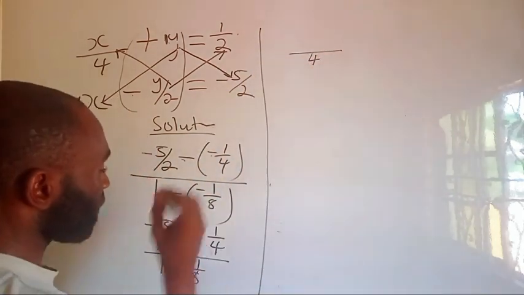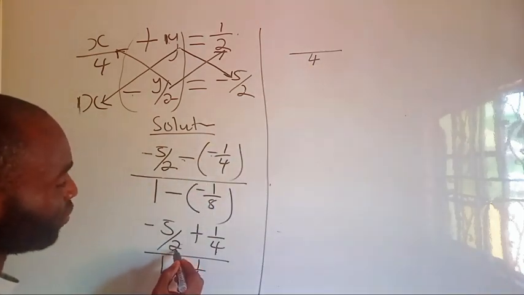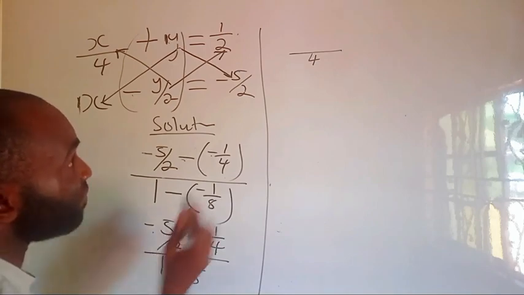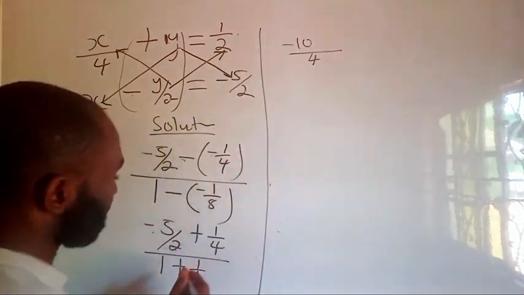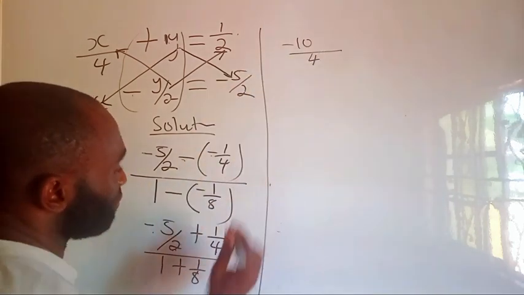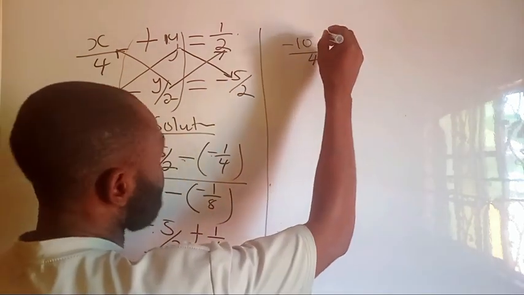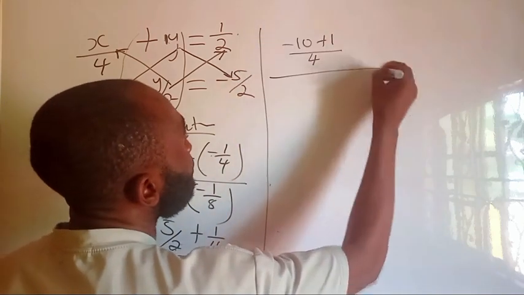So now, 4 divided by 2 is what? It is 2, times minus 5. That will give us minus 10. Again, this 4 divided by 4 is 1, times 1. That will give us what? Plus 1. I'm done with the numerator.